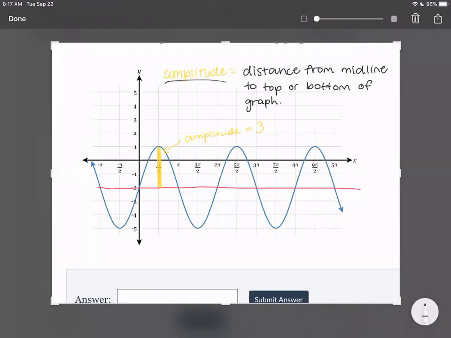And once again, you can count it from your midline. So starting here, you go up 1, 2, 3. Okay, then our amplitude is 3. And then you can also count it going to the bottom of the graph. Let's just do it over here because we got space. Going down 1, 2, 3. The distance is 3. So the amplitude is 3. Do you guys have any questions on that one?